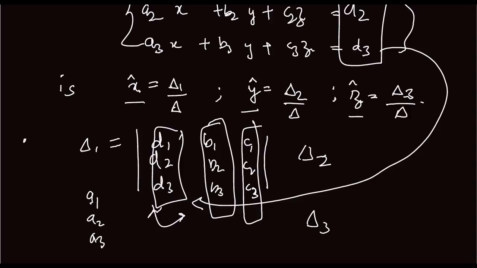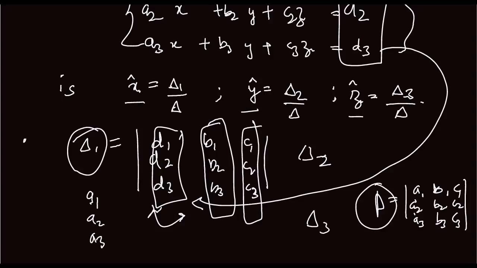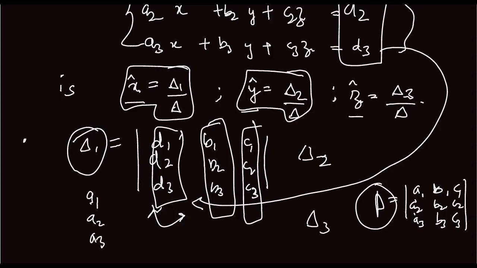Then we divide by delta, which is of course the determinant of a1, b1, c1, a2, b2, c2 and a3, b3, c3. So we calculate the value of delta 1, the value of delta 2, and we get x = delta 1 by delta, which is the solution for this linear equation. This is the condition when delta is not equal to 0, because we are dividing by delta here. So delta must not be equal to 0.